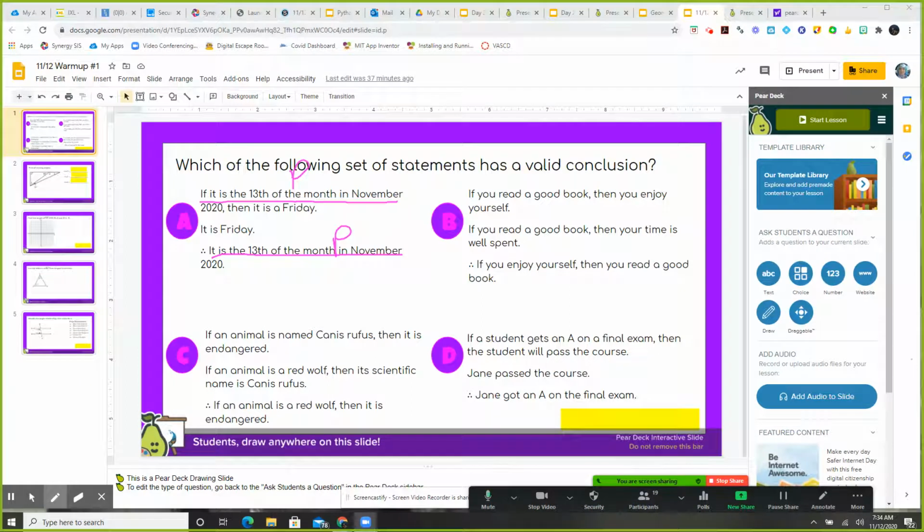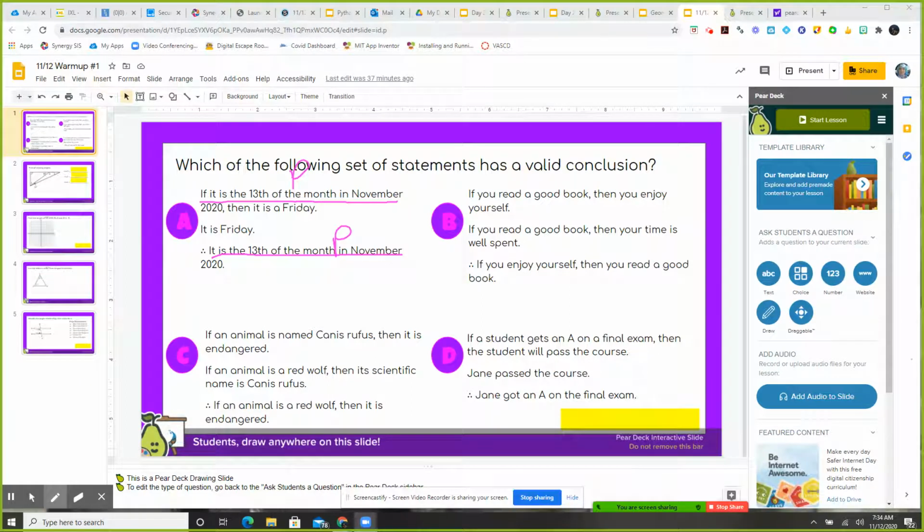So if it's the 13th and the month is November, that's going to be Friday. Then it's Friday, that's Q. This is the converse. Converse has a V in it. It is not valid. Okay.